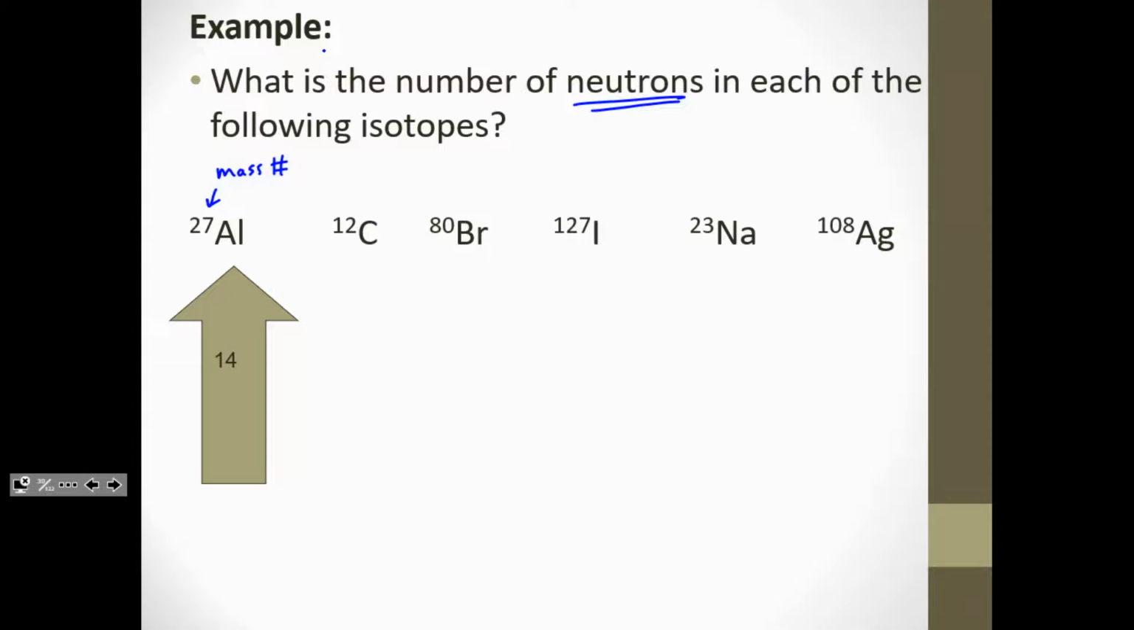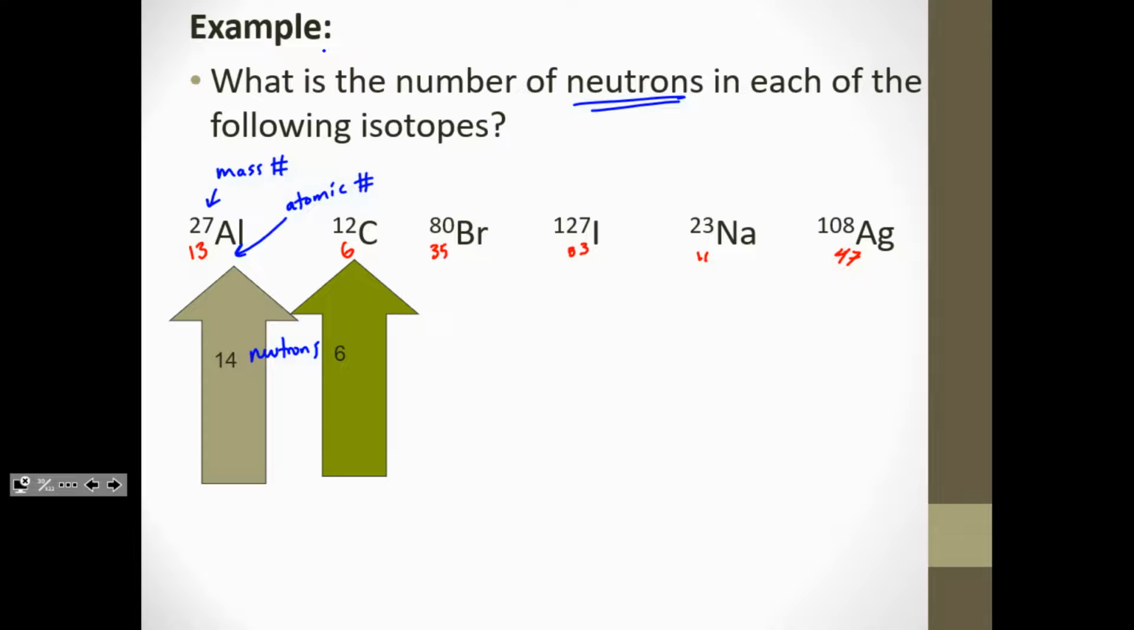The atomic number for aluminum is always 13. That never changes. So if we go into the periodic table, we can find that carbon is 6, bromine is 35, iodine is 53, sodium is 11, and silver is 47. So based on that, all I have to do is a subtraction. Mass number minus the atomic number, and that will give me the number of neutrons.